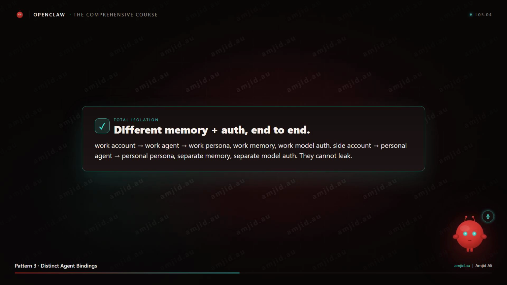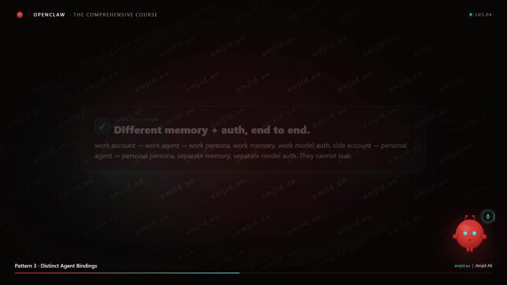Pattern 3. Distinct agent bindings per account. Your work account, bound to the work agent, uses your work persona, your work memory, your work auth profiles for the model providers. Your side account, bound to the personal agent, uses your personal persona, separate memory, separate model auth. They cannot leak into each other. Cannot by design.